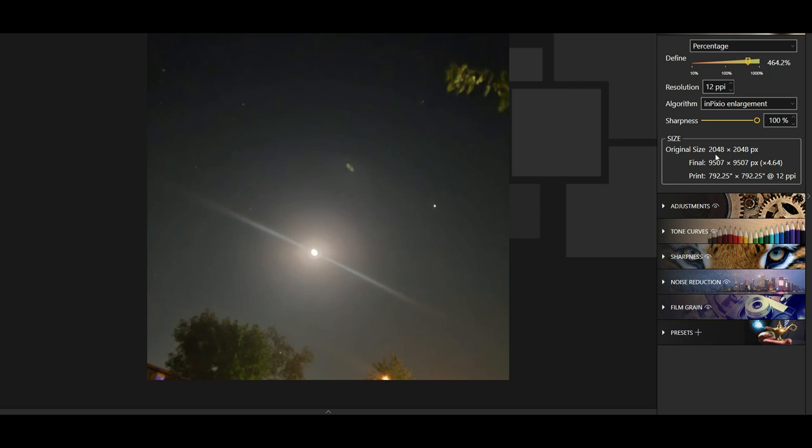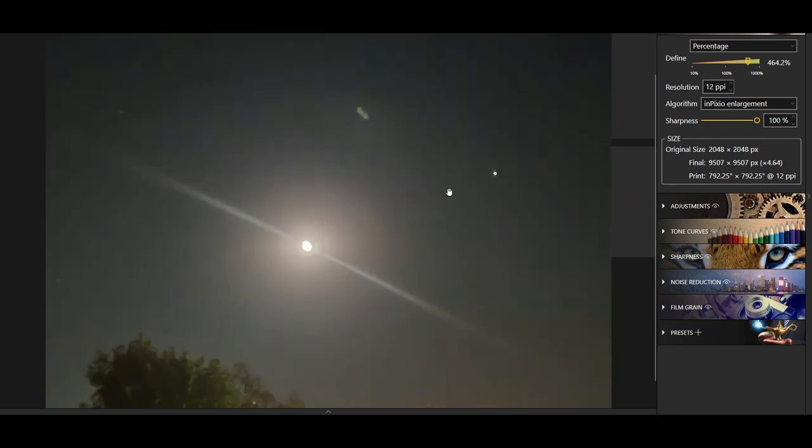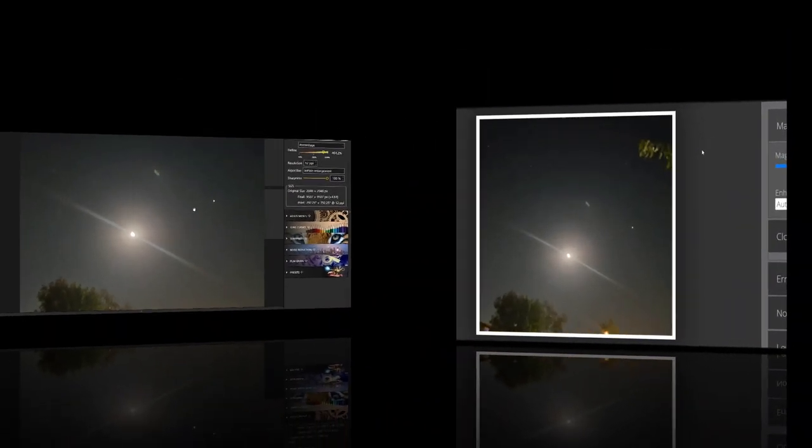And that right there is running at 95 times 95, so it's 4.64 more intensity. Okay, so I'll be back in a minute, and I'm going to bring it to my forensic tool.